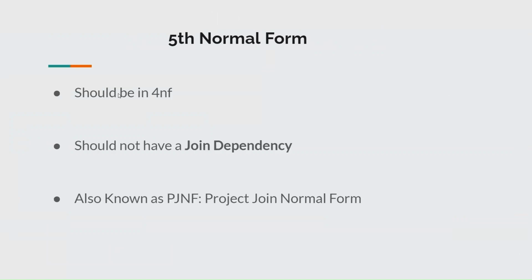In the previous lectures, we have talked through first to fourth normal form, and in this lecture, we are going to talk about the fifth normal form. The basic prerequisites for a fifth normal form is the table should be in fourth normal form and there should not be a joint dependency. It's also known as project joint normal form.